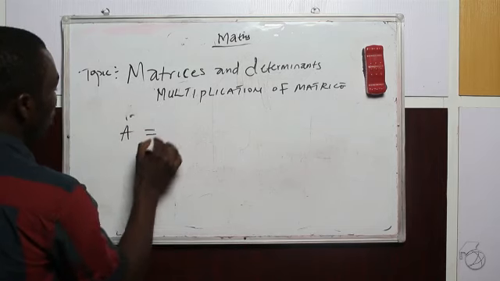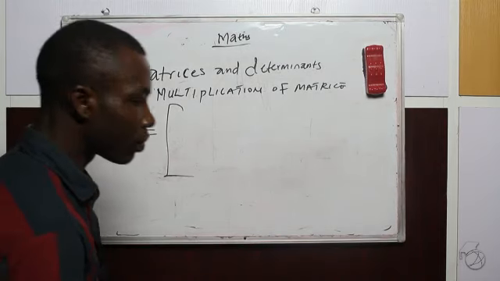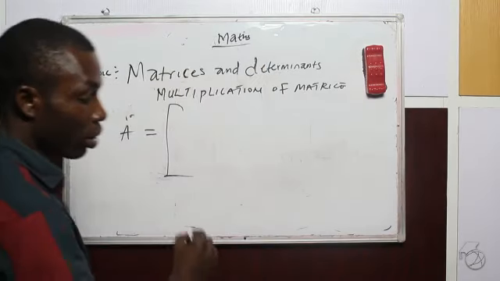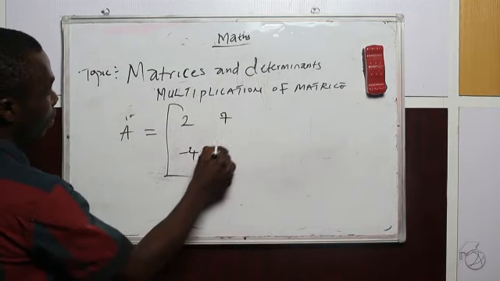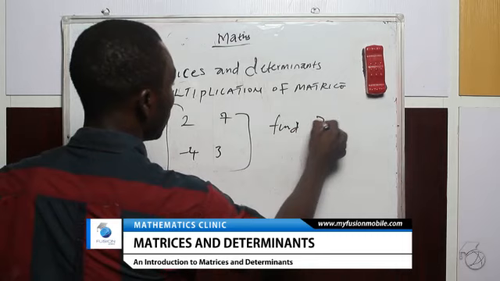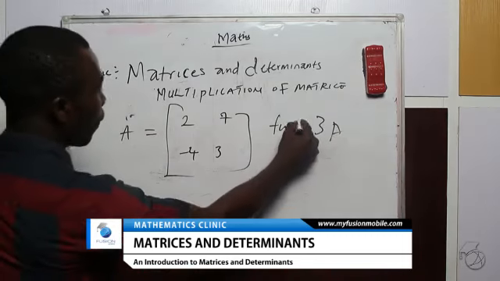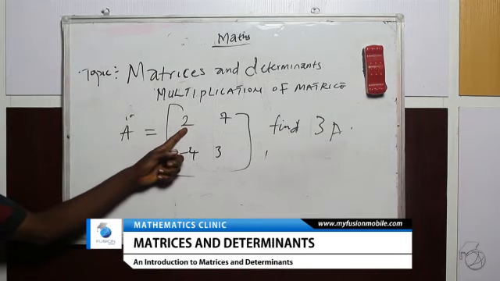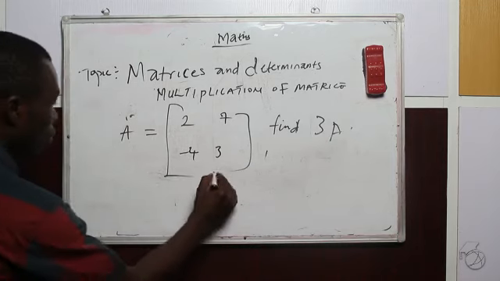if A is equal to this matrix, 2, 7, minus 4, 3, find 3A. That is, if element A is 2, 7, minus 4, 3, find 3A. Solution.